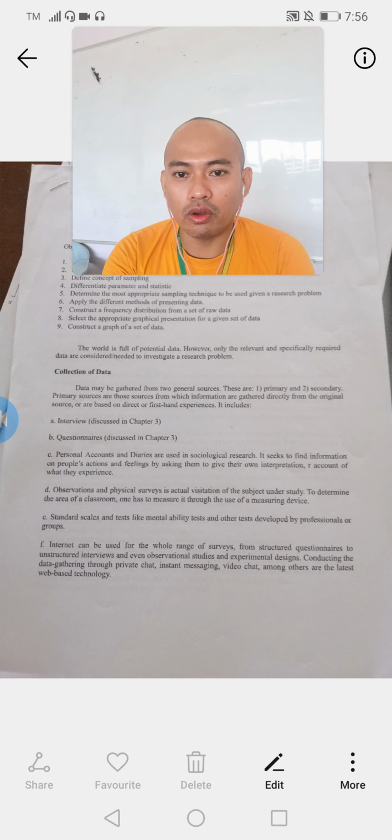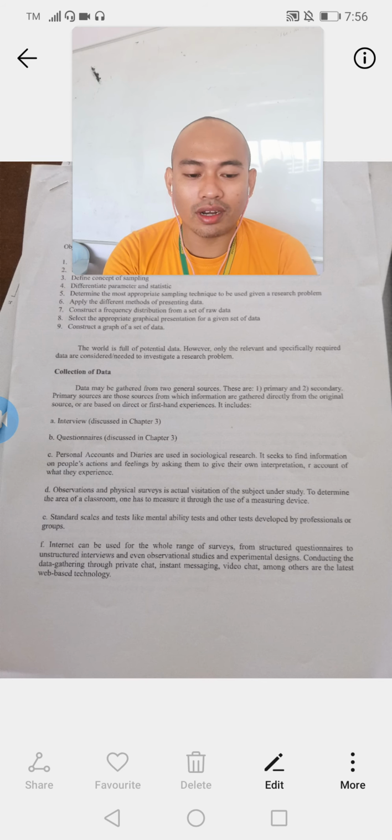Another one is we can also utilize the internet as one of our primary sources of data. It can be used for a whole range of surveys, because the internet, as we know, has everything. From structured questionnaires to unstructured interviews and even observational studies and experimental designs. So for these different designs that we are utilizing in our research study, we can utilize the internet as our primary source of data.